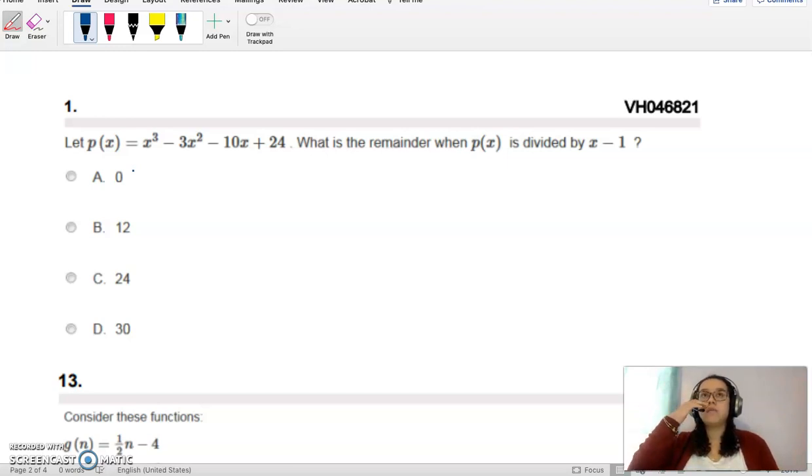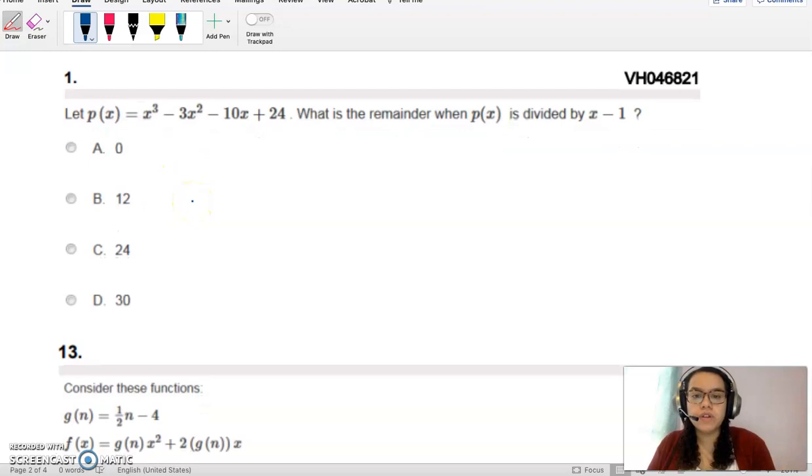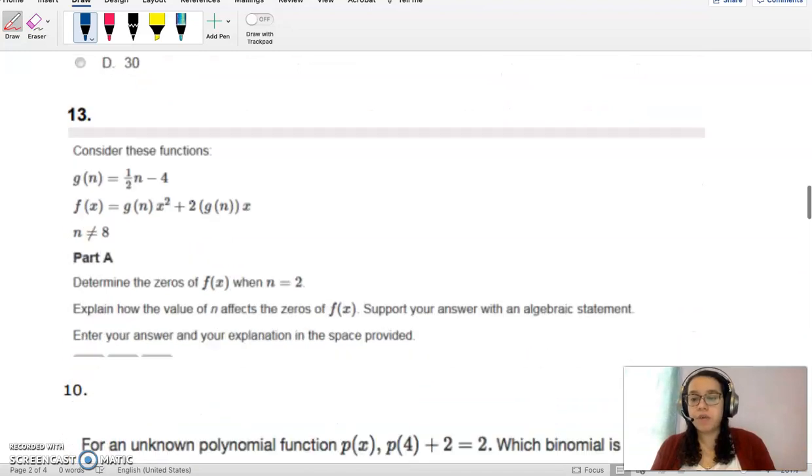When x is 1, when you plug it in, your y might not be at 0. Maybe it's at 30. Maybe it's at 24. Maybe it's at 12. Or it's at 0. All right? So you want to see what that is. You can look at the graphing calculator, or you can just do synthetic division. What's your remainder? Or you can plug in the 1 into the equation. Many different ways to do that problem.